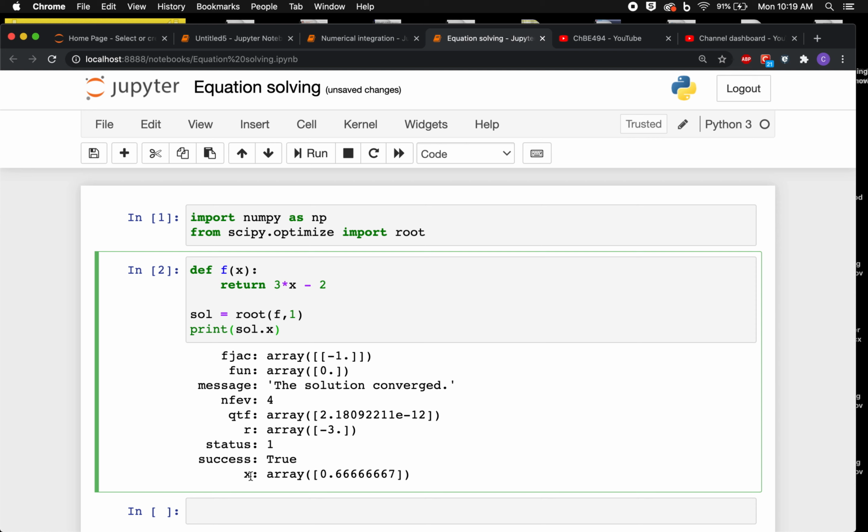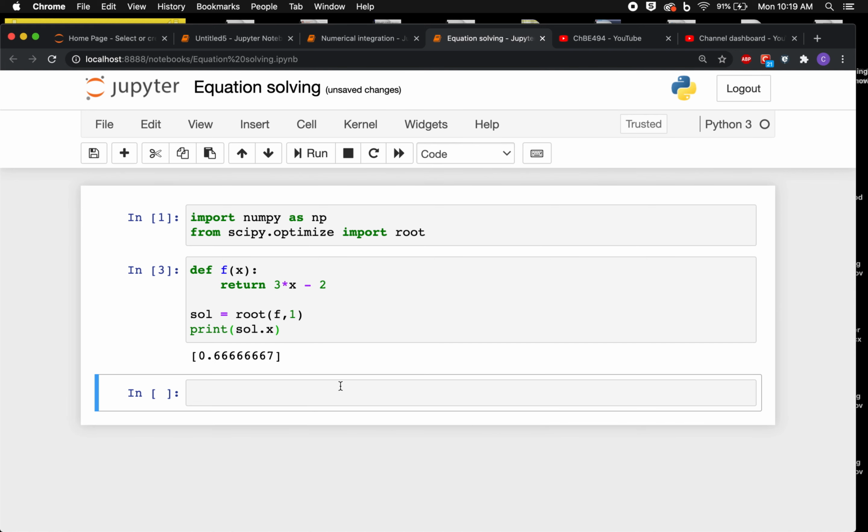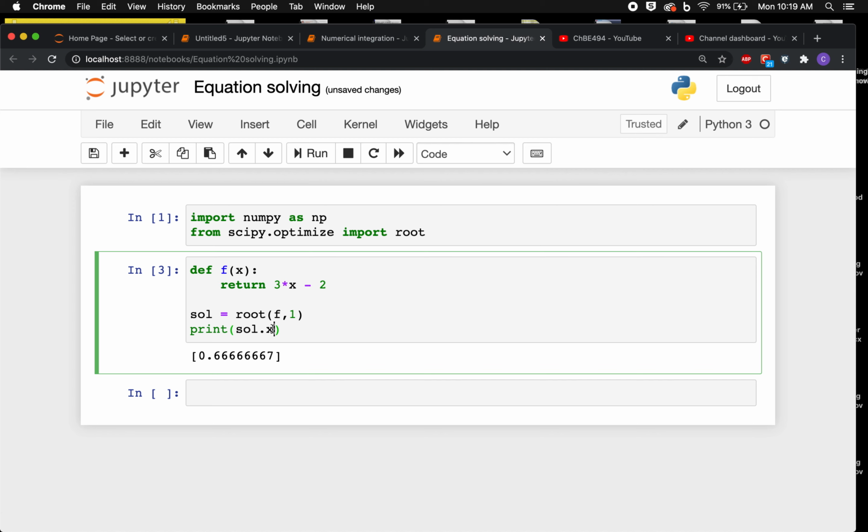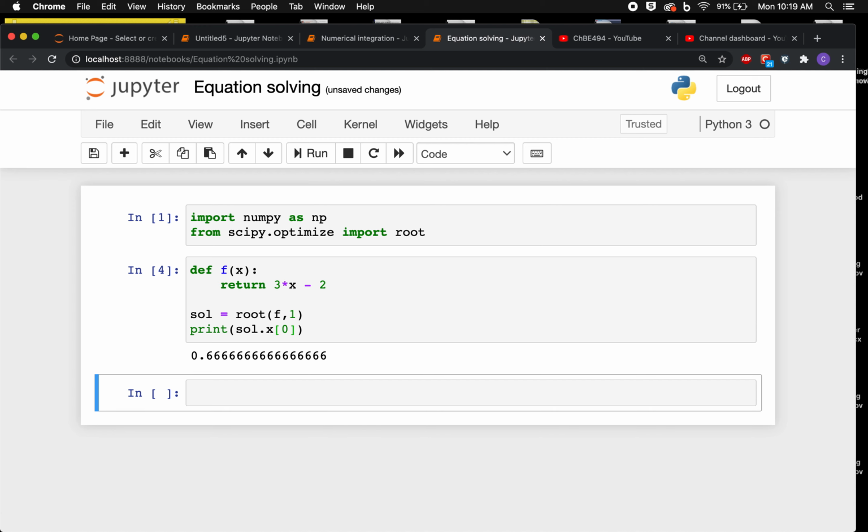If we want to print the solution, we print sol of x to access this value. Next week, or pretty soon, I'll talk about classes, and this will be a little more explicit. We get back the value as an array because it assumes, in this case, x is going to be an array. So if we want the number, we could just print x of 0, and then we have our value.